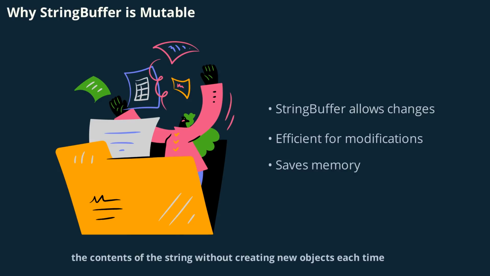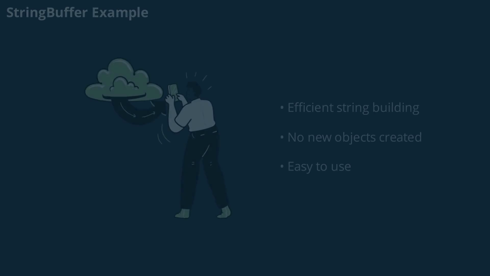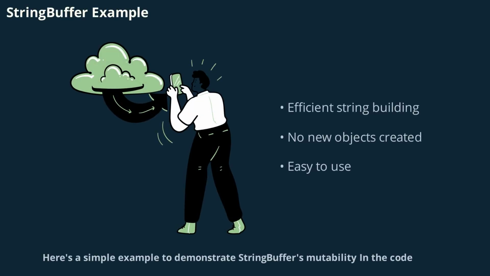StringBuffer is called mutable because it allows you to change the contents of the string without creating new objects each time. This is different from String, which is immutable. With StringBuffer, you can append, insert, or modify characters efficiently. This feature is especially useful when you need to perform many modifications to a string, as it saves memory and improves performance.